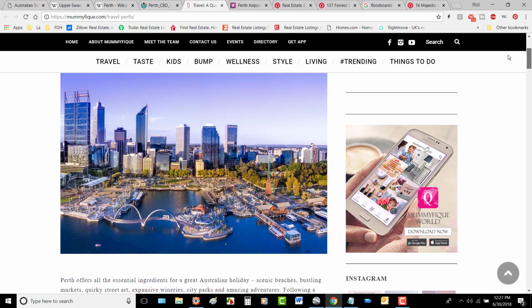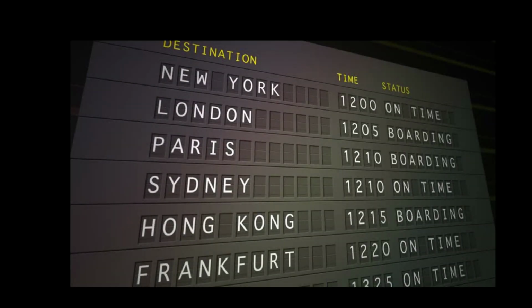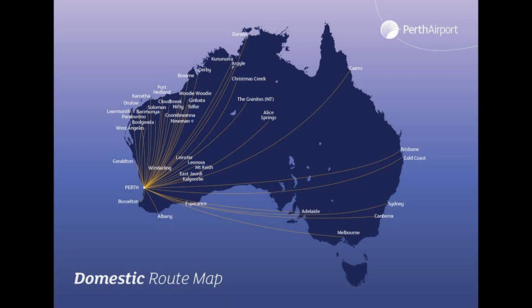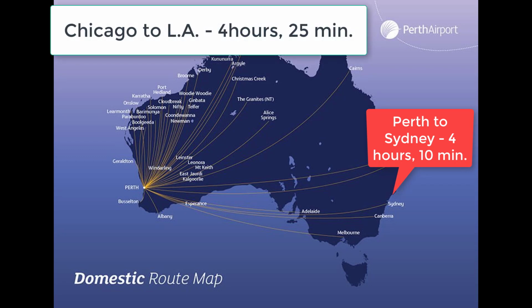This is the catch, and this is what's got to make tourism a real pain for the Tourism Bureau of Perth. Let's talk about flight times. Flight time from Perth to Sydney is 4 hours and 10 minutes, according to an online resource. Now, that's about the same in the United States as flying Chicago to LA, although Chicago to LA is a little bit farther. It's 4 hours and 25 minutes.